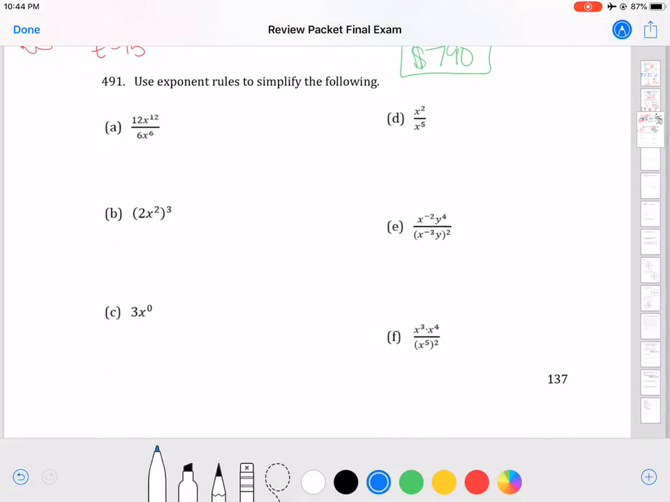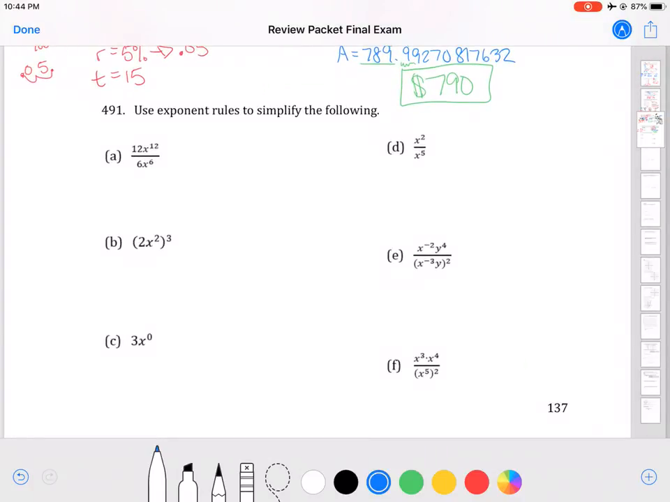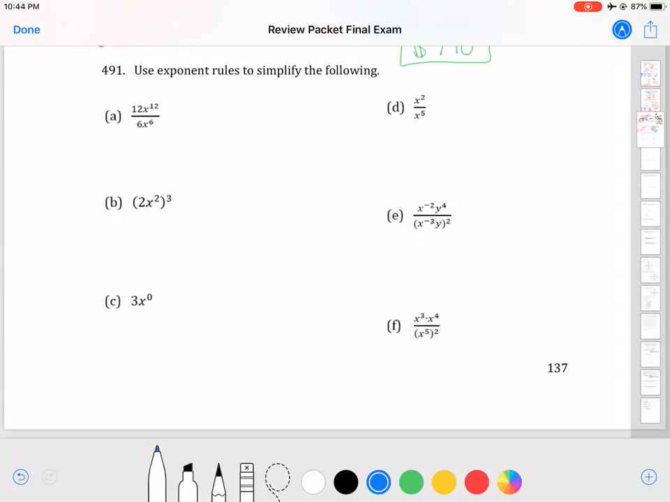All right, moving right along to exponent rules. So for exponent rules, you just really need to know what rule applies, and you need to keep applying the rules until there are no more rules that do apply, kind of like factoring. You keep factoring until you can't factor anymore. So for A, I have division. When you have coefficients that are being divided, there's nothing new there. It still just gets divided. 12 divided by 6 is 2. When you're dividing variables, you have to subtract the exponents. So 12 minus 6 gets me a 6, and 2x to the 6 is my final answer.